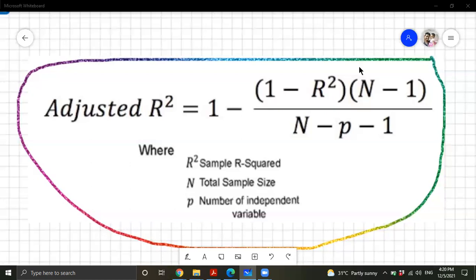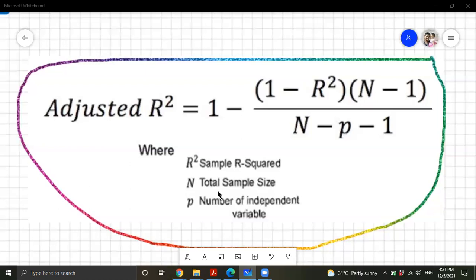So here we have R square. That's what we already know. What is this N and P, right? So N is the total sample size, right? So if you have 1 lakh data points, that means N is going to be equal to 1 lakh. If you have 10 million data points, then capital N will be 10 million, right? And then P will be the number of independent variables, right? That is our features that we are going to use for the model training, right?